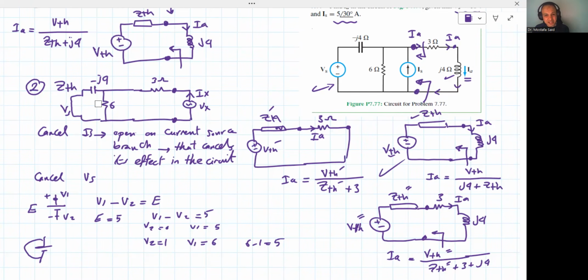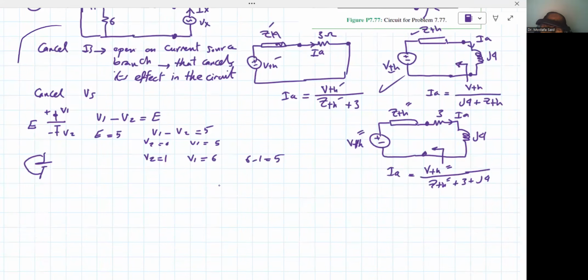Okay, and let's make it prettier. So I'm gonna remove that also, and just connect these two nodes together. That's the circuit from which we're gonna get the Thevenin. Okay, how to get the Thevenin now? Let's get back here.